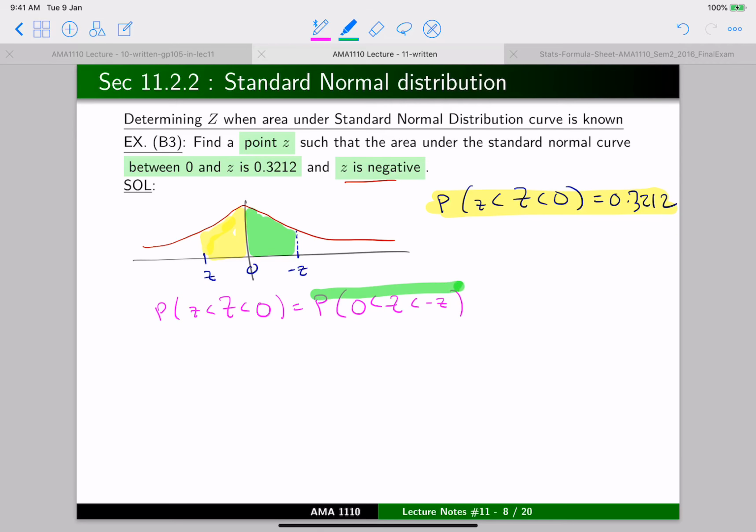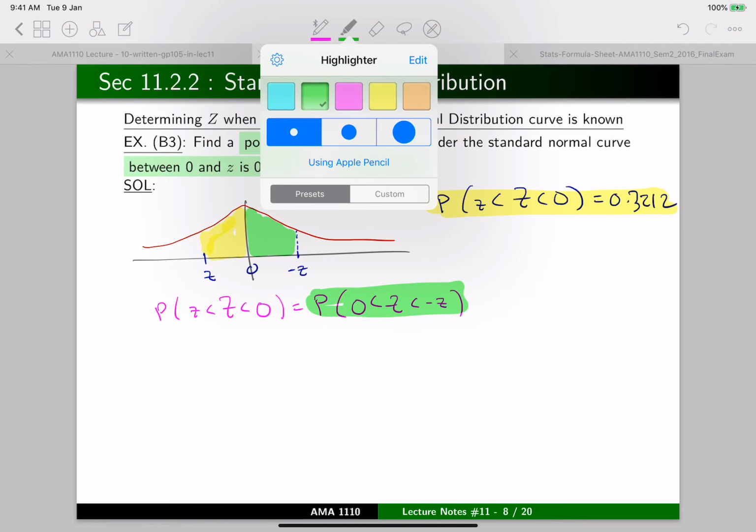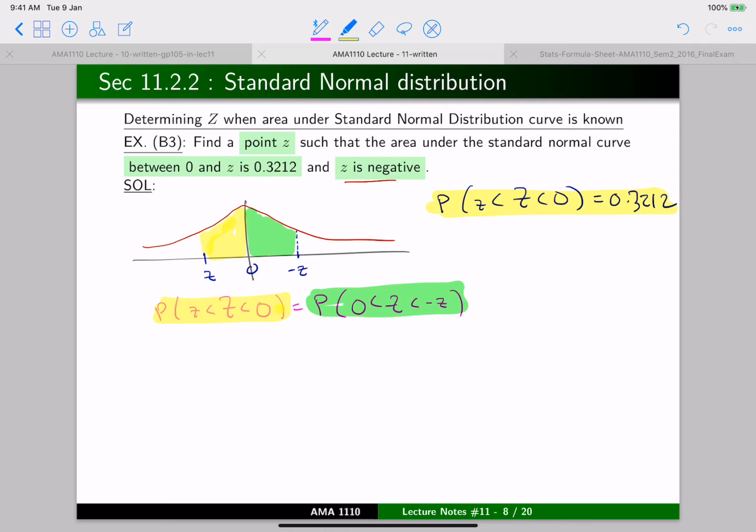This green here, this yellow represents the yellow area. So then, how do we figure out the green area? Well, the green area is just 0.5 minus the probability that capital Z is greater than minus small z. And we know that this area is in fact just 0.3212.